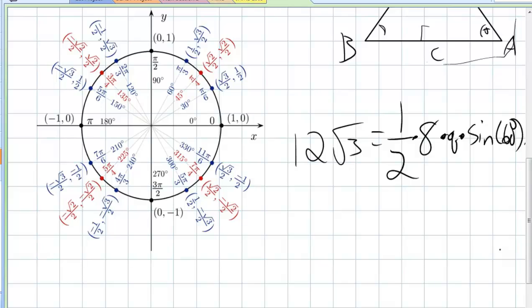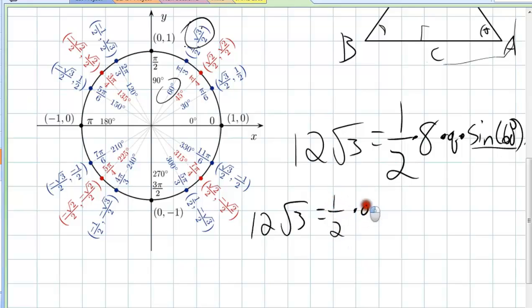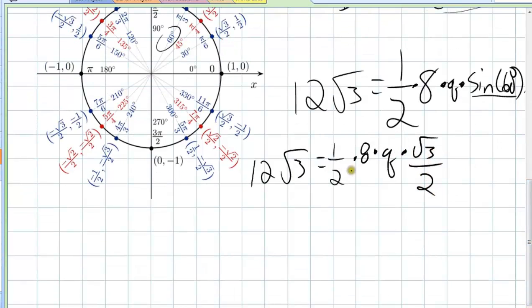I have pasted here from Wikipedia, the free encyclopedia, an image of the unit circle to point out what I'm trying to say. The sine of 60 degrees, remember these come in pairs of cosine then sine, is root 3 over 2. So here we have 12 root 3 is equal to 1/2 times 8 times Q times square root of 3 over 2. Now we can start simplifying.